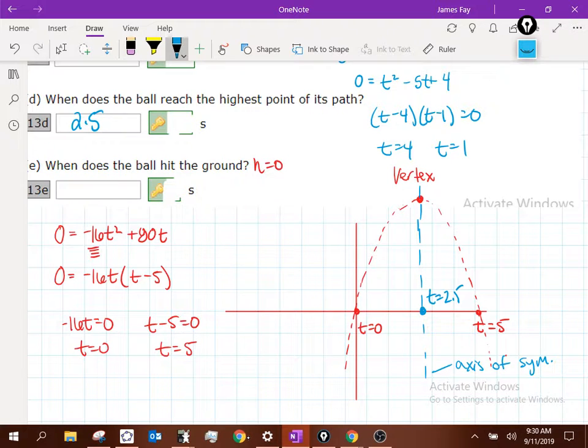When does the ball reach, and remember, when is a time, right? When does it reach its highest point? Okay. The next question says, what is its highest point?